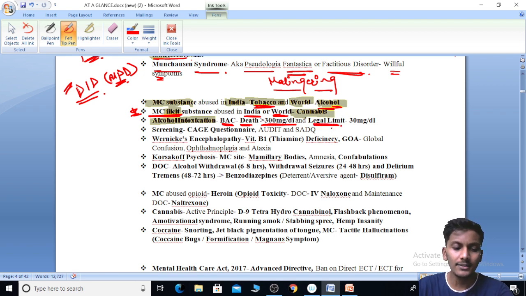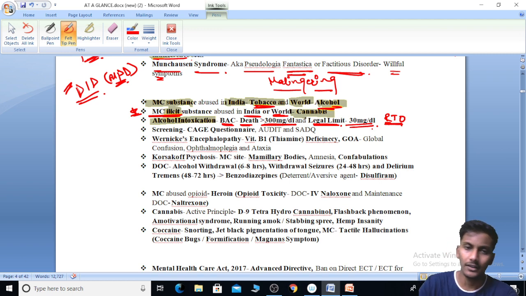So this is given by the road transport organization, right? RTO ne diya hai ye limit. If a person is driving a car, the legal limit for driving a car should be blood alcohol concentration less than 30 milligram per deciliter. If the concentration is above this, the person would experience penalty, right? Important one. Now in cases of alcohol intoxication, there are some screening questionnaires that would be asked.